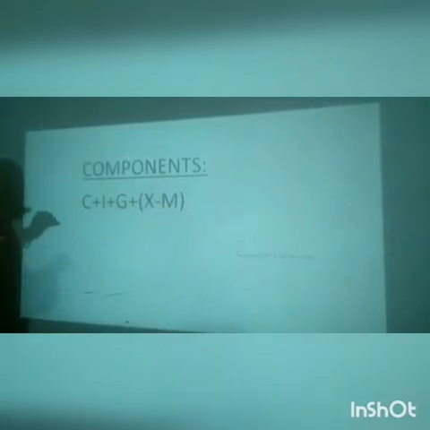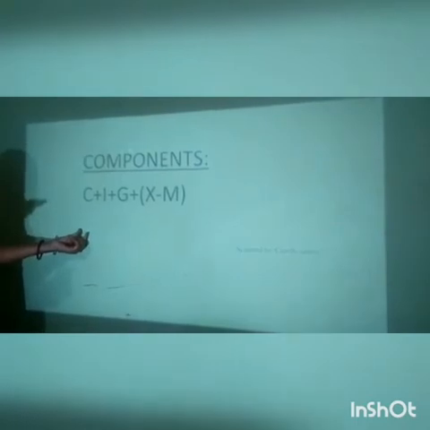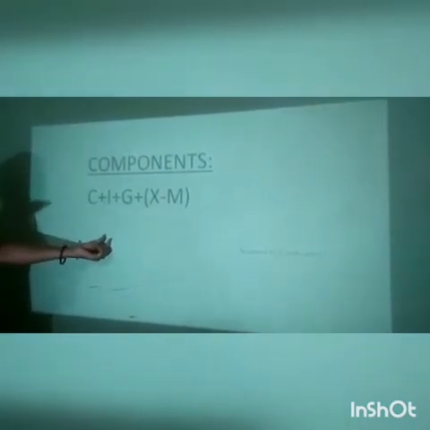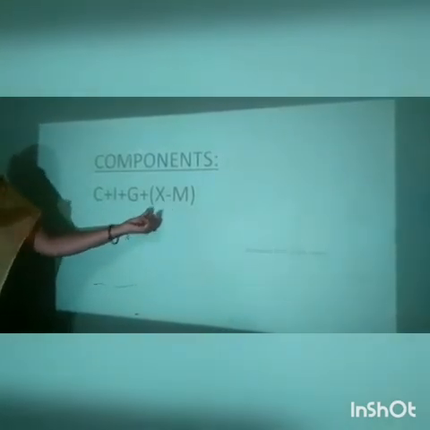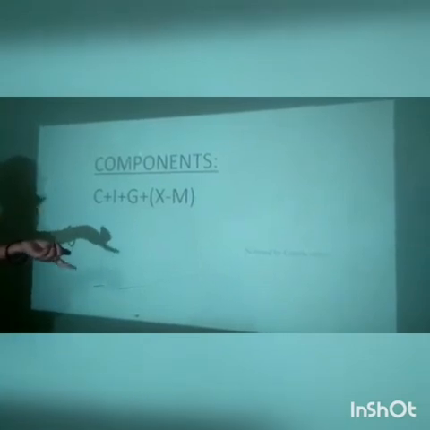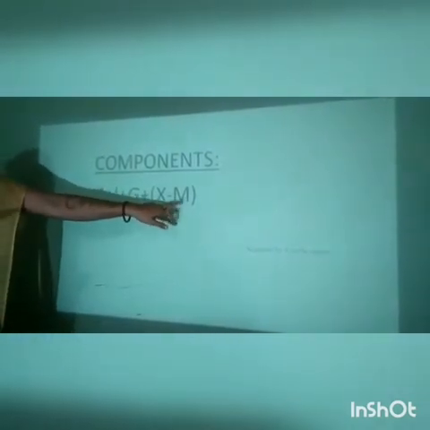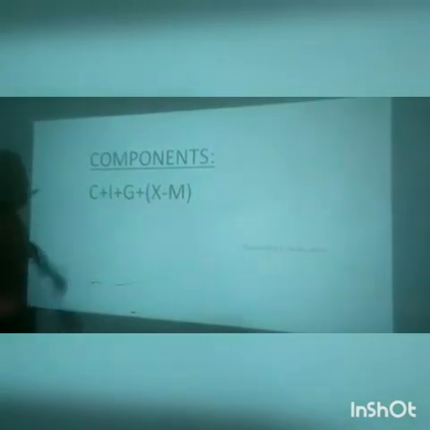So there are four major components of aggregate demand: consumption expenditure by households, investment expenditure by producers, expenditure by the government, and net export, means expenditure on goods and services which are being exported to the rest of the world minus those which are being imported from the rest of the world. So these are the main components of aggregate demand.